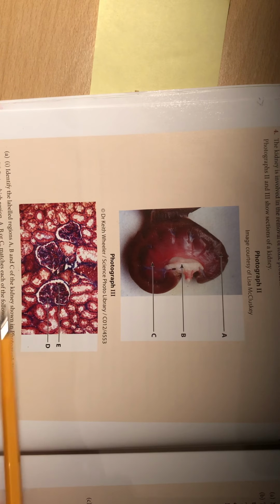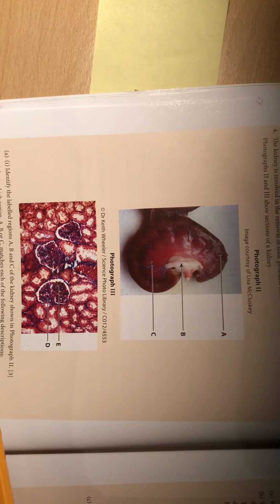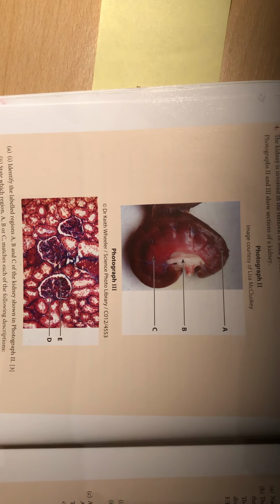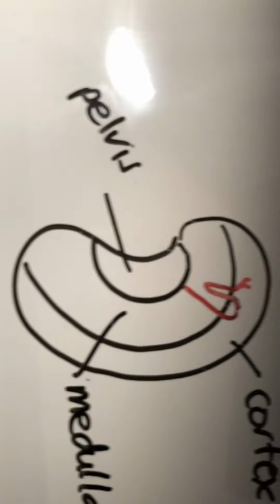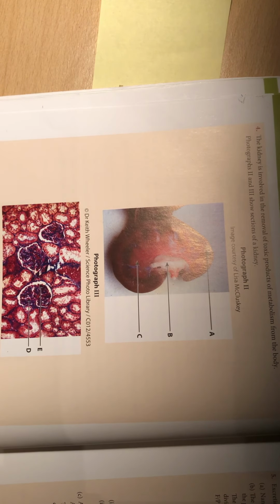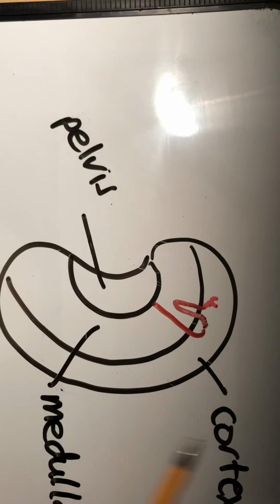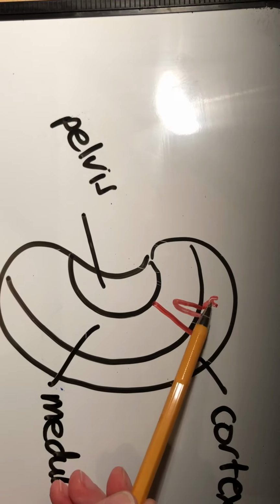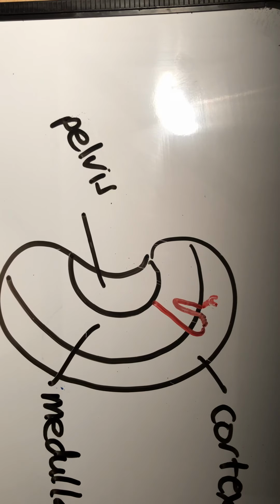State which region A, B or C matches the descriptions. So where are most of the collecting ducts located? And again, if we go to this diagram here, collecting duct, most of the collecting duct is in here in the medulla. So the medulla is C. And where does ultrafiltration take place? Well, again, if we go back to here, ultrafiltration takes place in Bowman's capsule. Bowman's capsule is in the cortex. So the answer to that is A, the cortex.